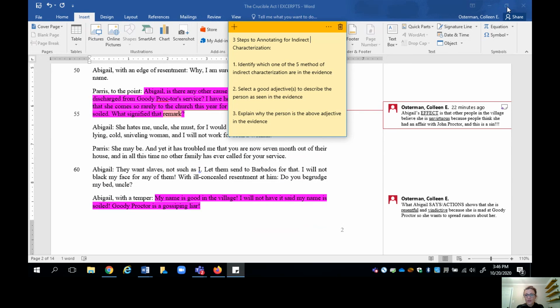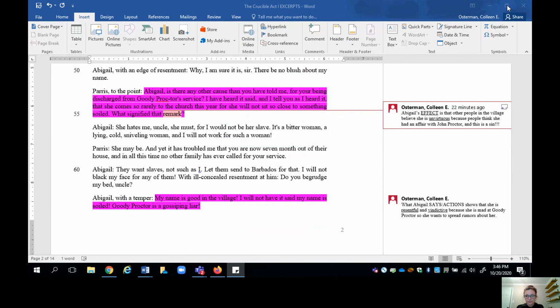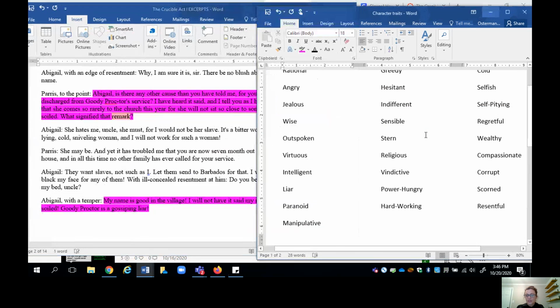So when I was looking for a vocabulary word, I came over here, and the 2 words that stood out to me were resentful and vindictive. Resentful because I think she was a little salty and angry about people talking about her, but then also vindictive because her reaction is to get back at Goody Proctor by spreading rumors. So I'm going to use both.